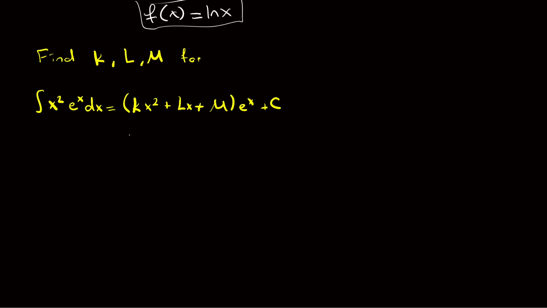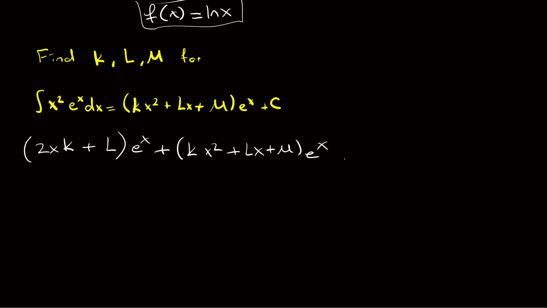Again, let's think what is the best way to differentiate the right side. Do we multiply the terms or just apply the differentiating rules? It looks like we can apply the rules immediately, so let's do that. (2kx + L)e^x + (kx² + Lx + M)e^x, with c differentiated being 0, is equal to x²e^x.